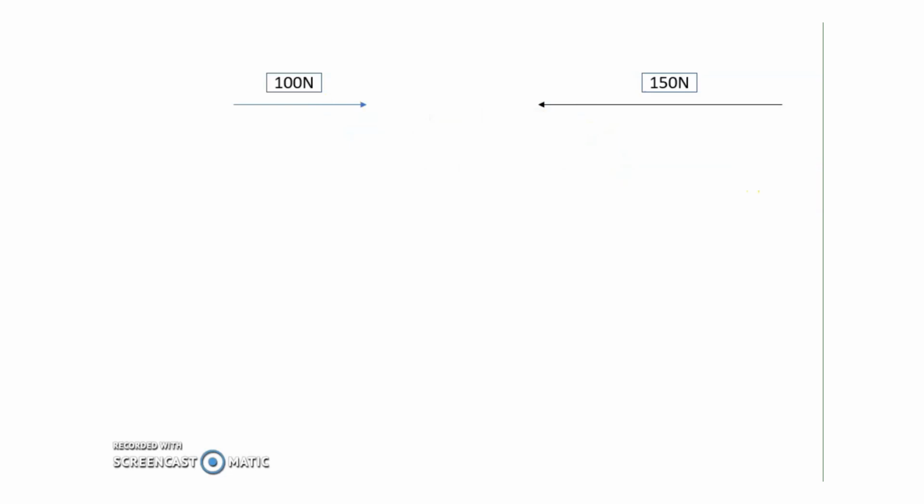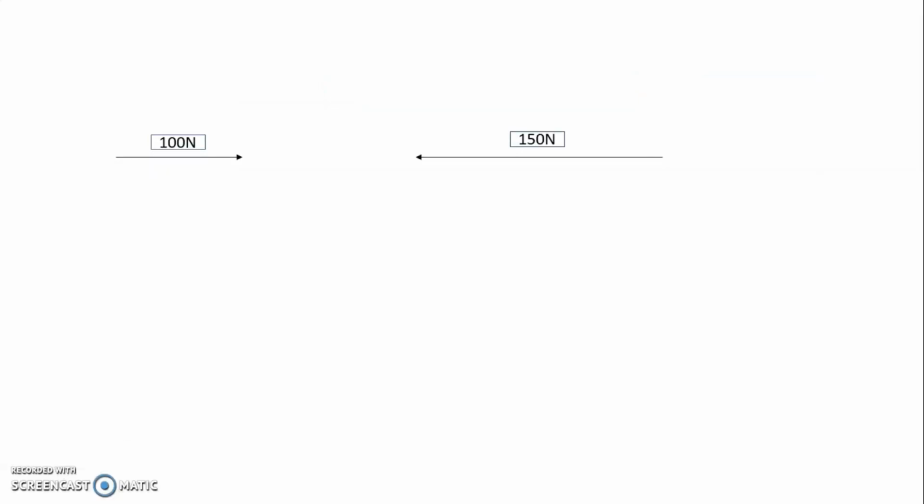So it will become 100 minus 150. If you subtract those two vectors, 100 minus 150, we are going to get minus 50 Newton. So 100 Newton minus 150 Newton will give us minus 50 Newton. And since it is negative, it's going towards the negative x-axis direction, so the arrow will face towards the negative x-axis direction.